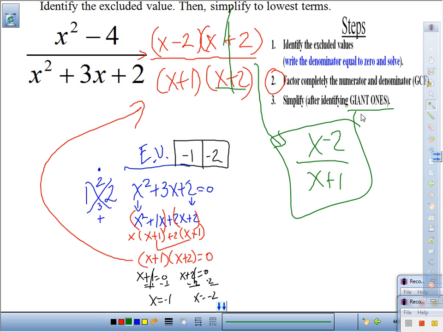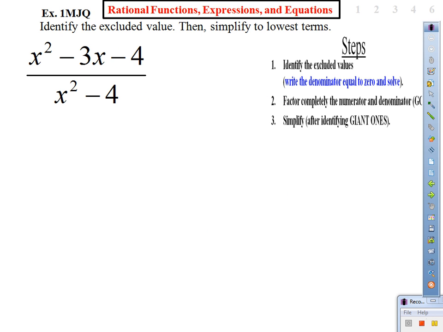So far, so good? All right, copy this next one. See how you do by yourself on this next one. Example 1, Michael Jordan cube. We got x squared minus 3x minus 4 over x squared minus 4. Find me the excluded values and simplify to lowest terms. Copy that and go.